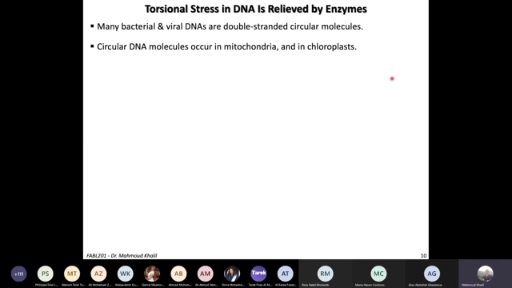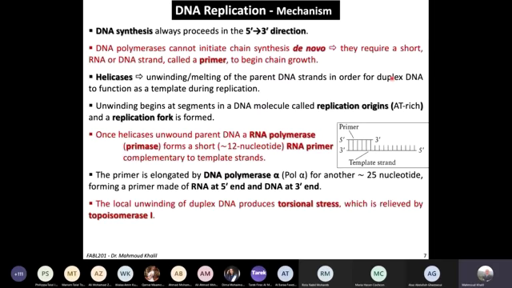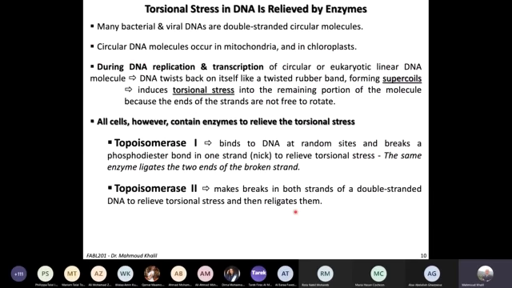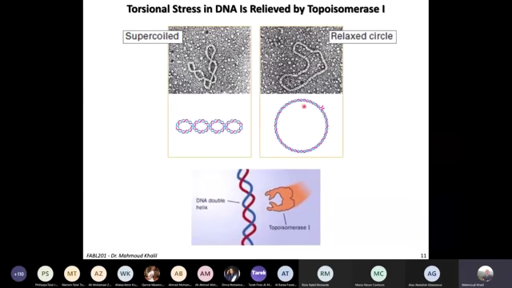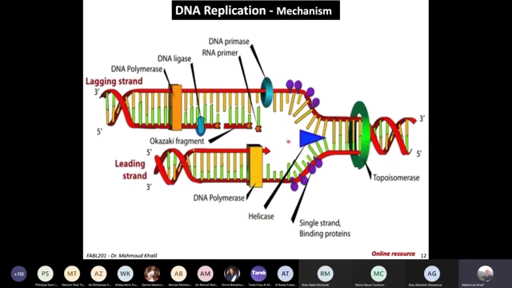So I'm reminding you, we have a major problem, if you remember that we have said here that due to this unwinding of the duplex helix, a torsion stress arises, which is relieved by the topoisomerase. I'm reminding you that there are 2 enzymes. We have said that in the last lecture. We have two enzymes responsible for relieving the supercoils or torsional stress. And these are important to relieve the DNA during the process of replication.